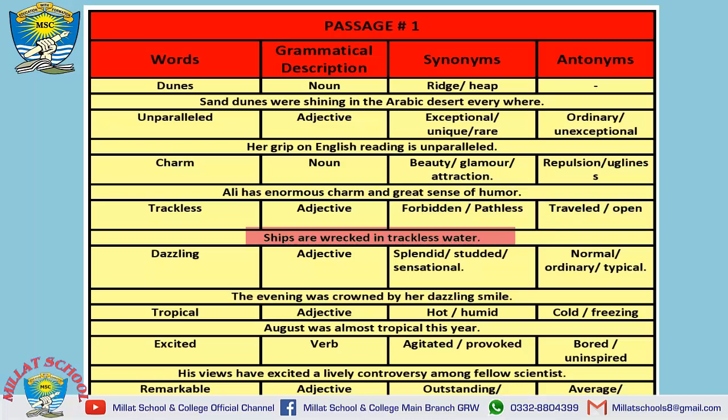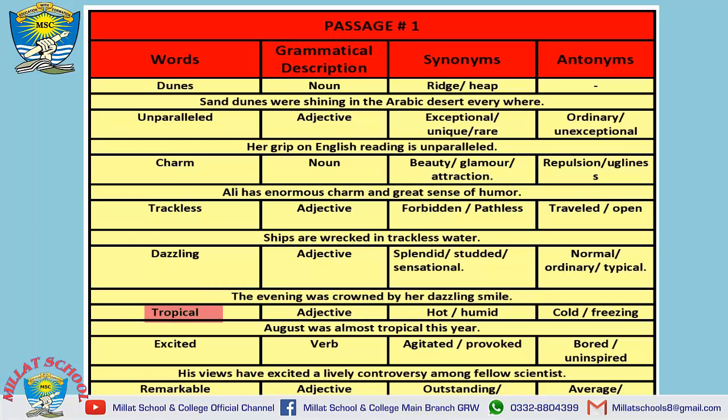Now I am coming towards the sentence of this word. Ships are wrecked in trackless water. The next word is dazzling. It is also an adjective. The antonym of this word is splendid and the antonym of this word is normal or ordinary. And the evening was crowded by dazzling stars.